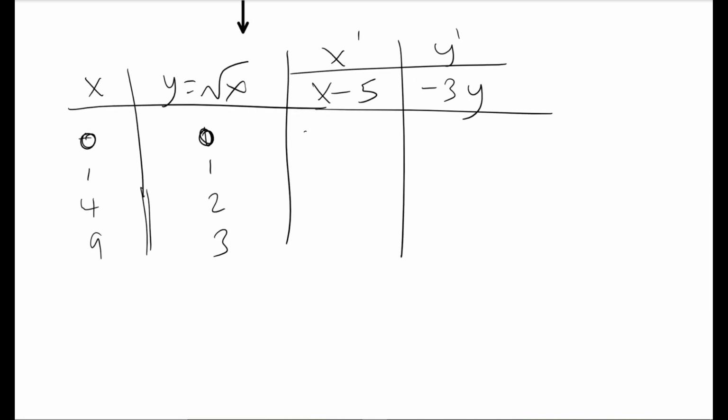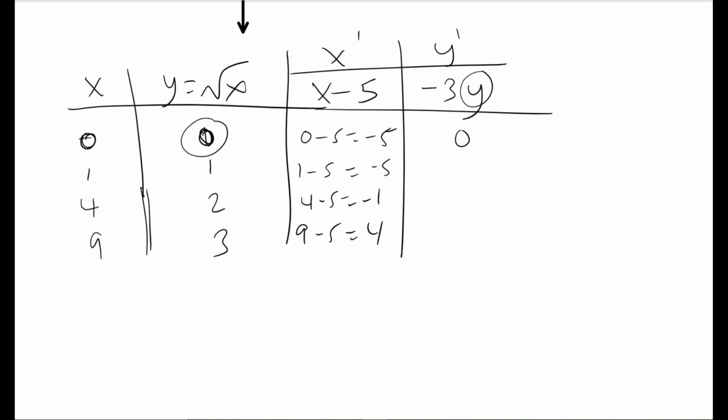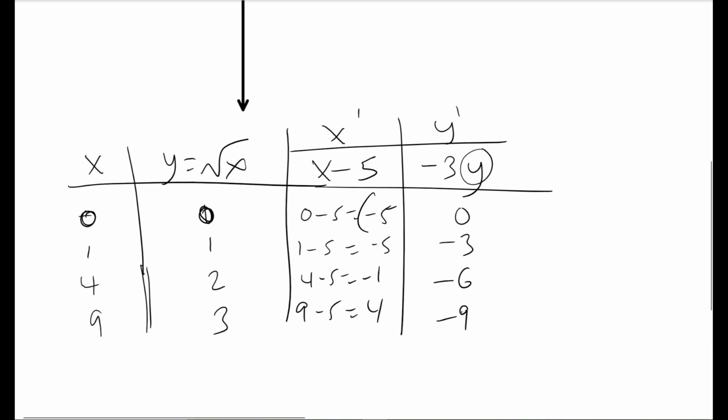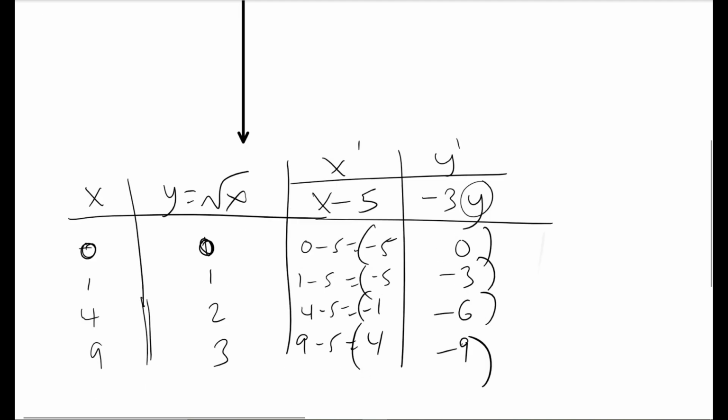So when x is 0, we get 0 minus 5 is -5. When x is 1, we get 1 minus 5 equals -4. When x is 4, we get 4 minus 5 is -1. X is 9, we get 9 minus 5 is 4. Now let's do our y's. When y is 0, -3 times 0 is 0. Now when y is 1, -3 times 1 is -3. -3 times 2 is -6. -3 times 3 is -9. Now we have our coordinates. We can go ahead and plot them, make our graph. So we have here -5.